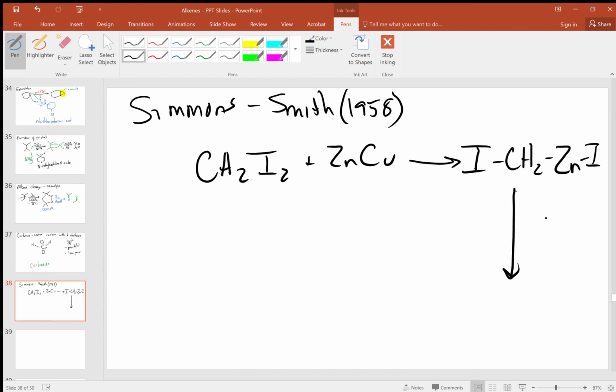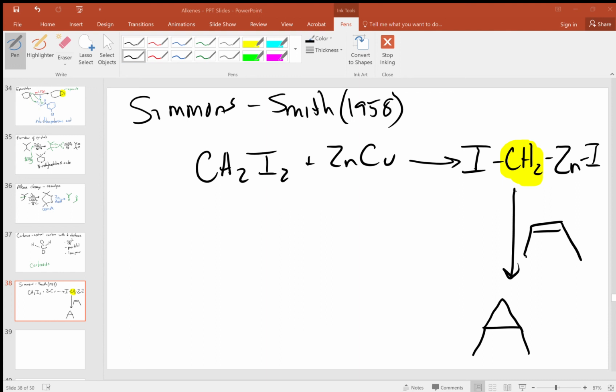Once you add this to an alkene, that carbon, which would have been the carbene, or the carbene-like species, will react with the alkene to form a cyclopropane ring. So the Simmons-Smith reaction allows us to convert alkenes into cyclopropane rings. So at this point, that is the end of our reactions on alkenes.